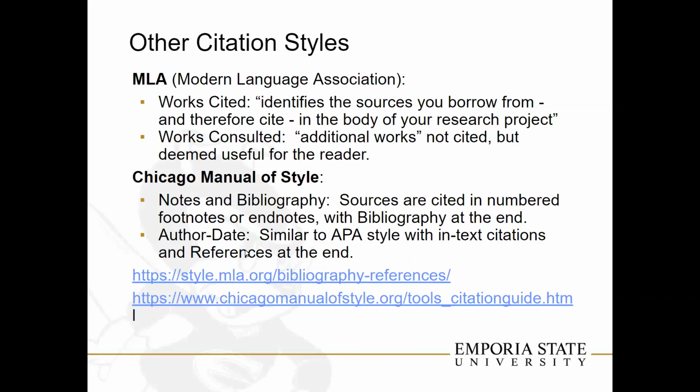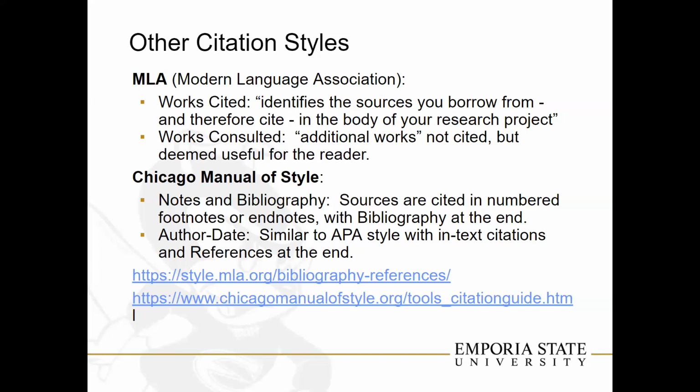Some of you may be familiar with MLA, the Modern Language Association citation style, and others of you may have needed to use the Chicago Manual of Style. So MLA is a little bit different. The list of works at the end of a paper or other scholarly work that's been written in MLA style is actually titled Works Cited, which identifies the sources that you borrow from and therefore cite in the body of your research project.